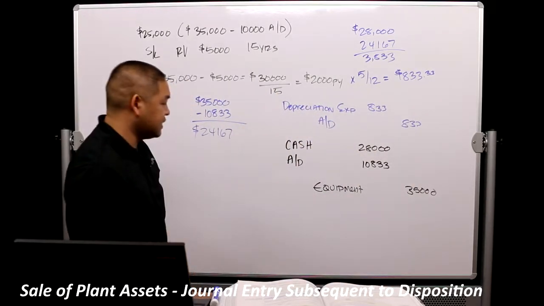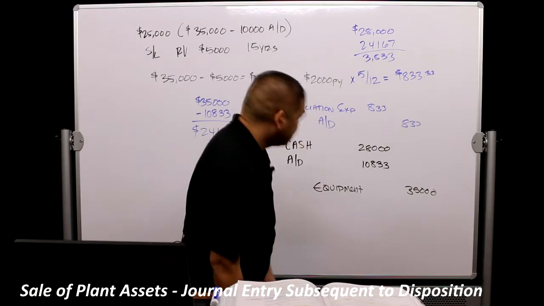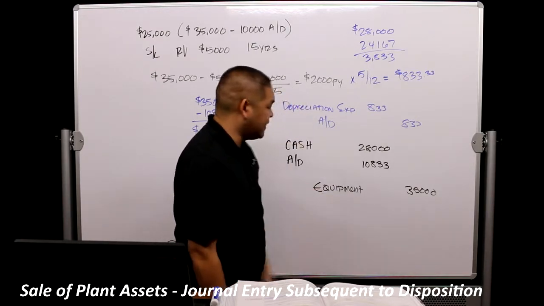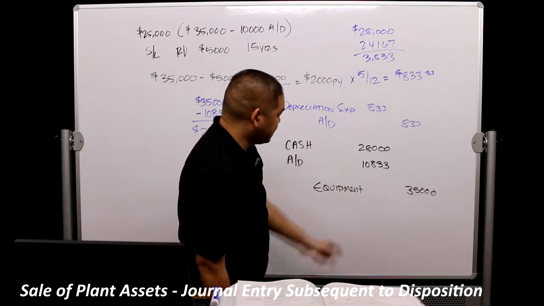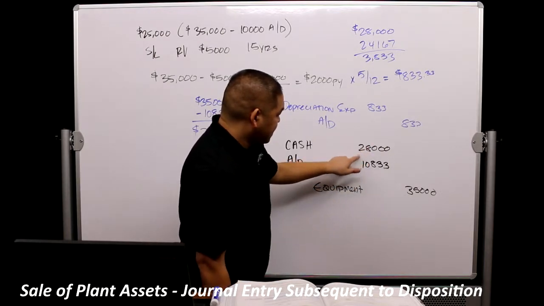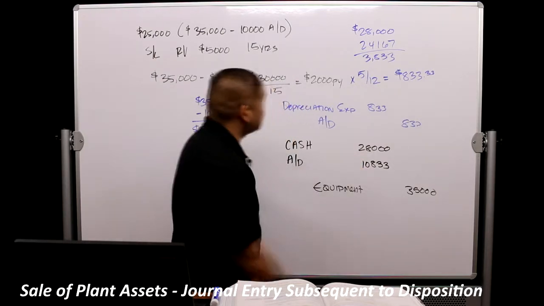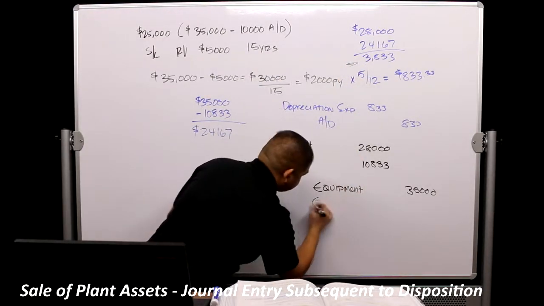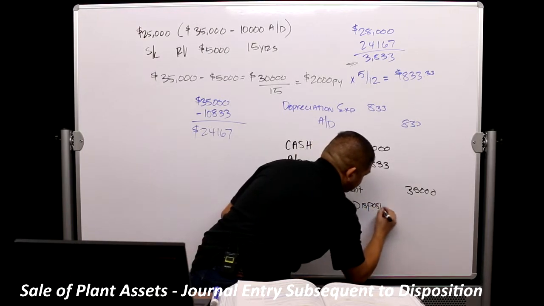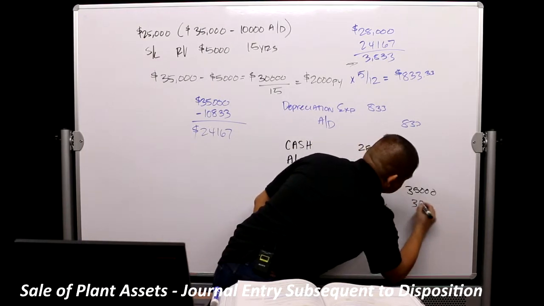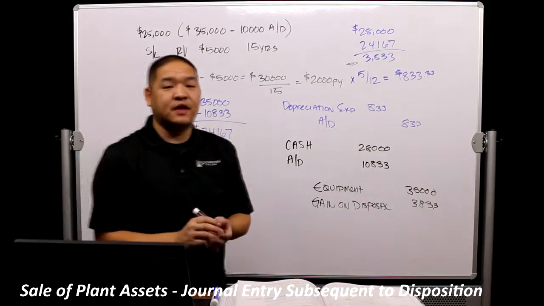And that leaves me a little lopsided here because I've got $38,833 and I've got $35,000. So I am missing $3,833, because $38,833 minus 35 is $3,833, and we know where that is, because that is the gain on disposal of $3,833. So that would be the journal entry for the actual disposition.